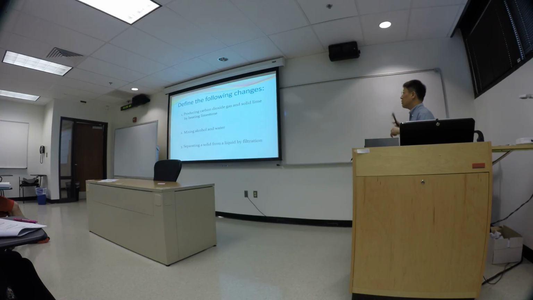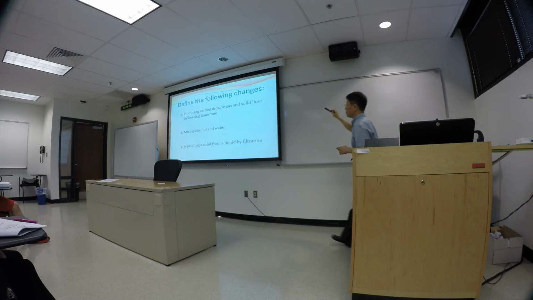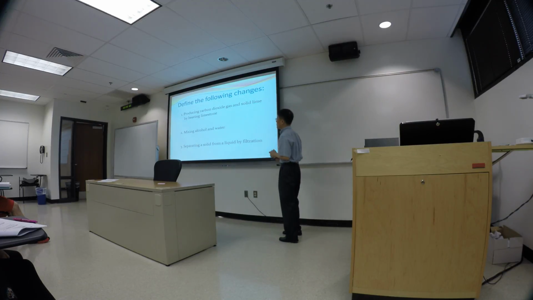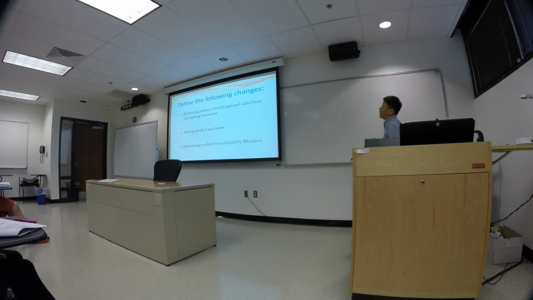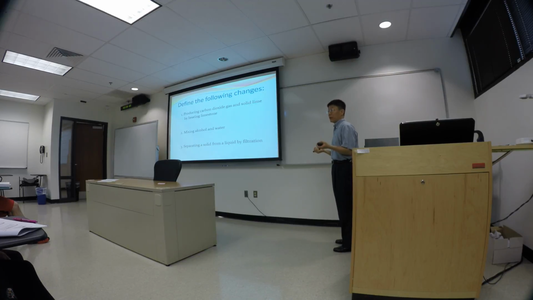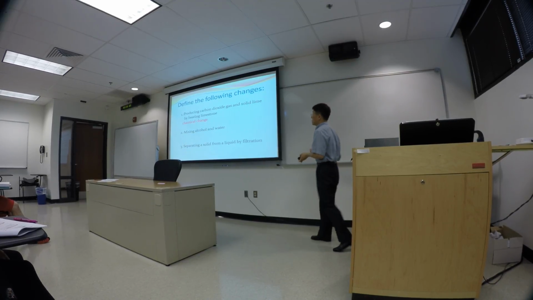Now, given these definitions, we want you to be able to answer these types of questions. Say you have a piece of limestone and you heat it up. If you provide strong enough heating, the limestone will decompose into carbon dioxide and solid lime. Is this a physical change or chemical change? The composition has changed. Limestone is different from carbon dioxide and lime. So this is a chemical change.